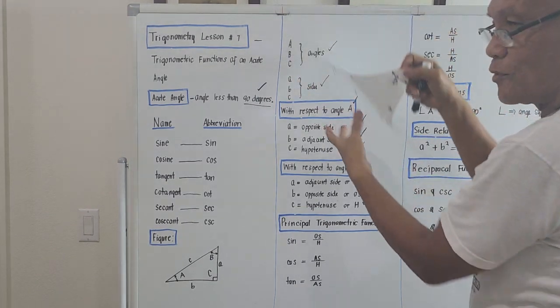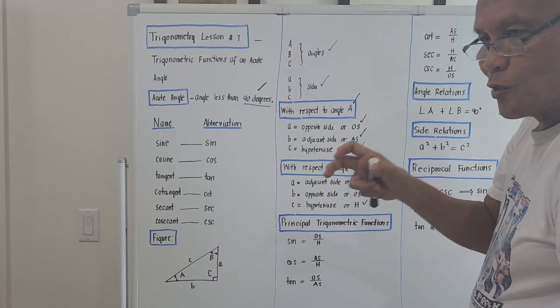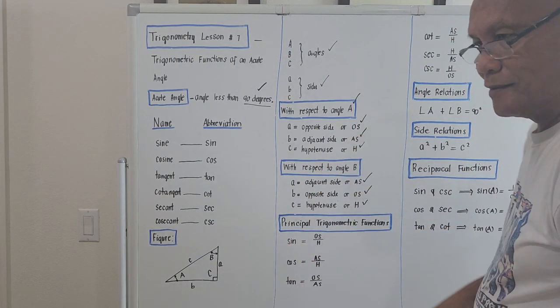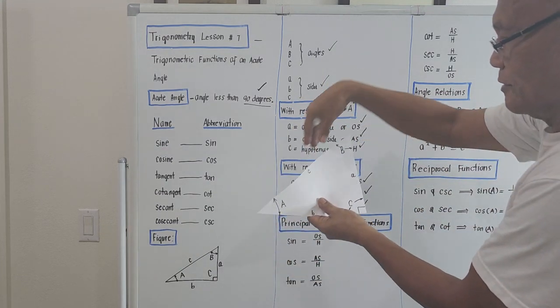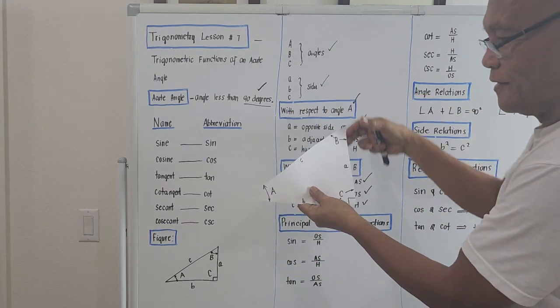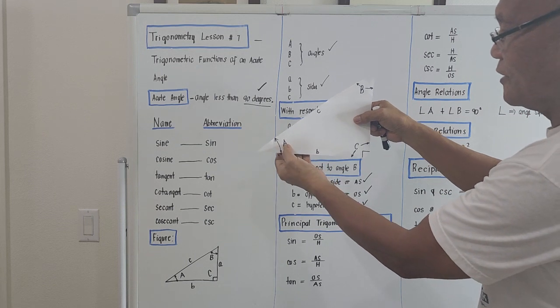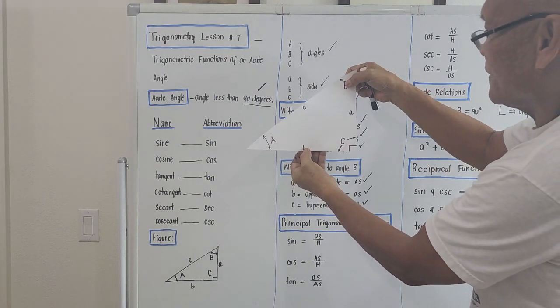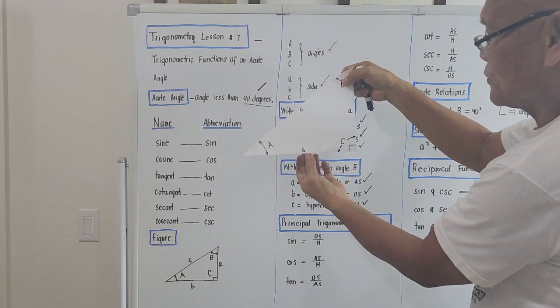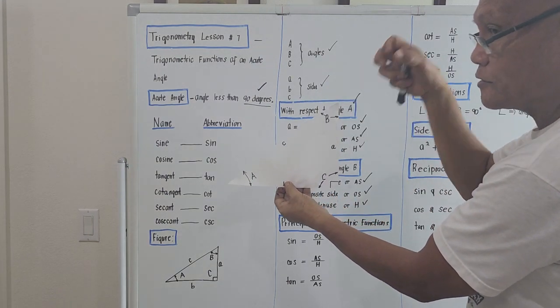So the important thing here is at least you know what's adjacent side and opposite side. There's no problem with the hypotenuse. It will not change location. Considering this angle, this should be adjacent side, this is opposite side. Considering angle B, this is adjacent side, this is opposite side. As simple as that.